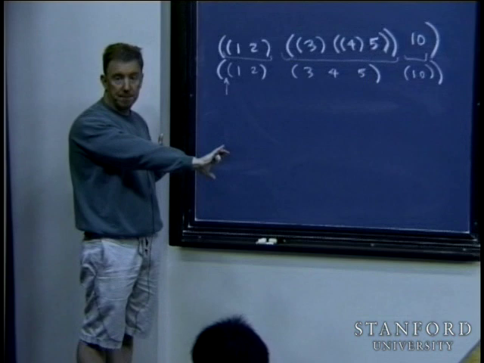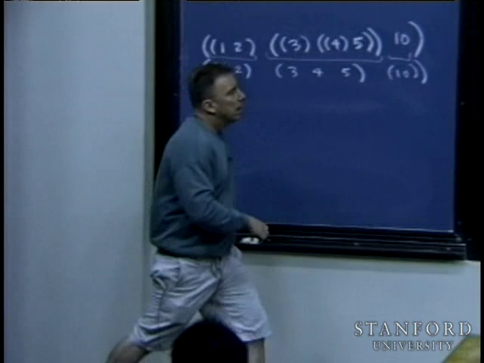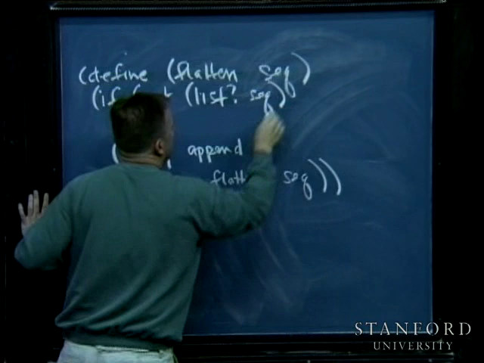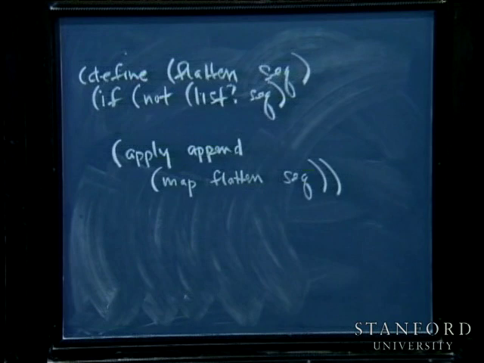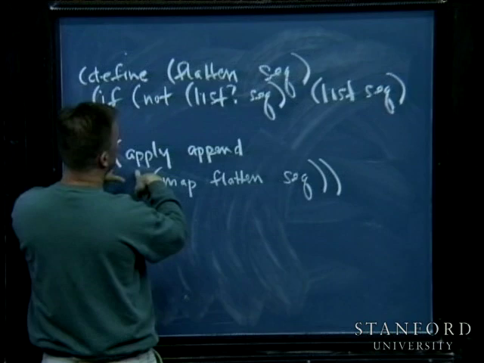Okay? So that's fun, I think, but we only want to do that if this thing really is a list. Okay? If it is the case that the sequence itself is not a list, in other words, if I actually recursively hand a 10 to this thing, does that make sense? Okay. Then I want to just return the listification of this sequence. Okay, otherwise I want this to be the else clause.